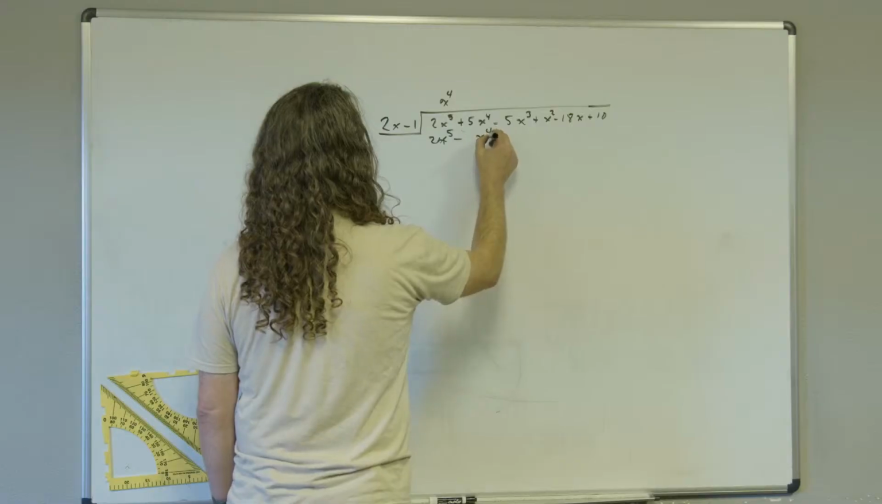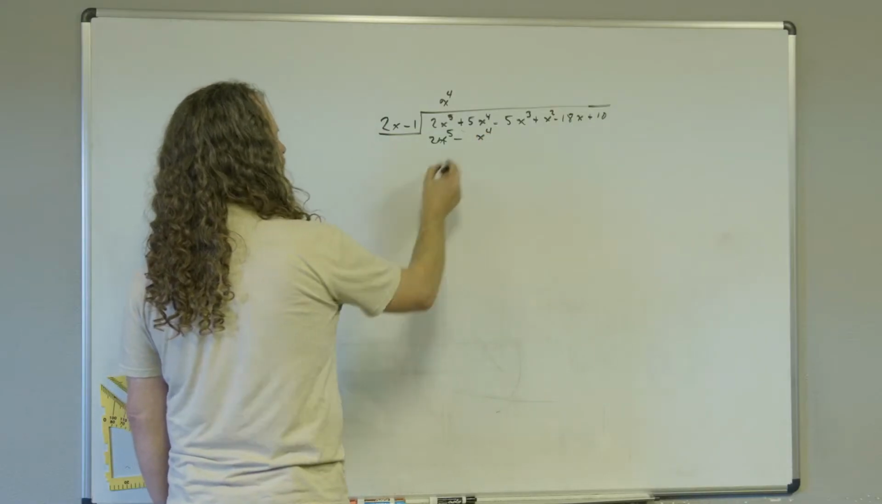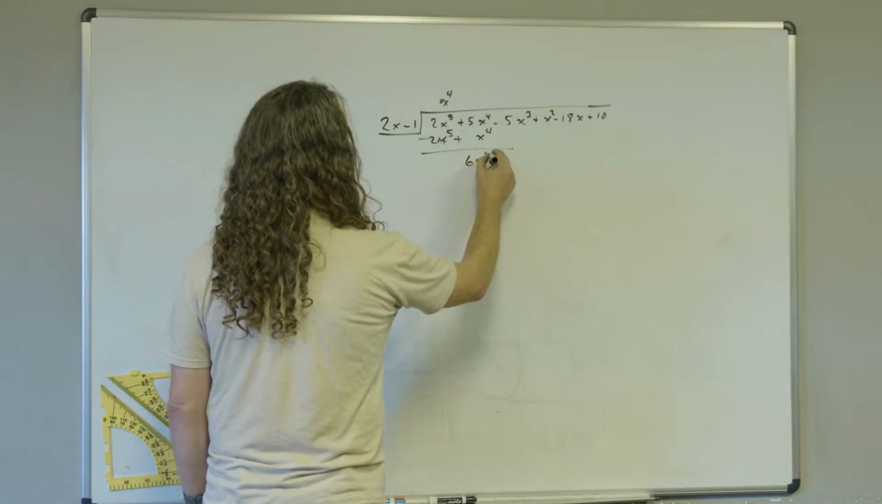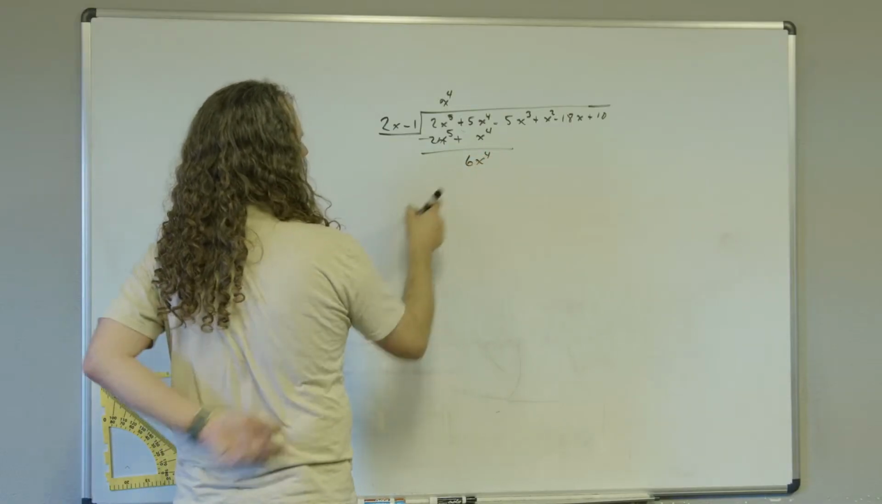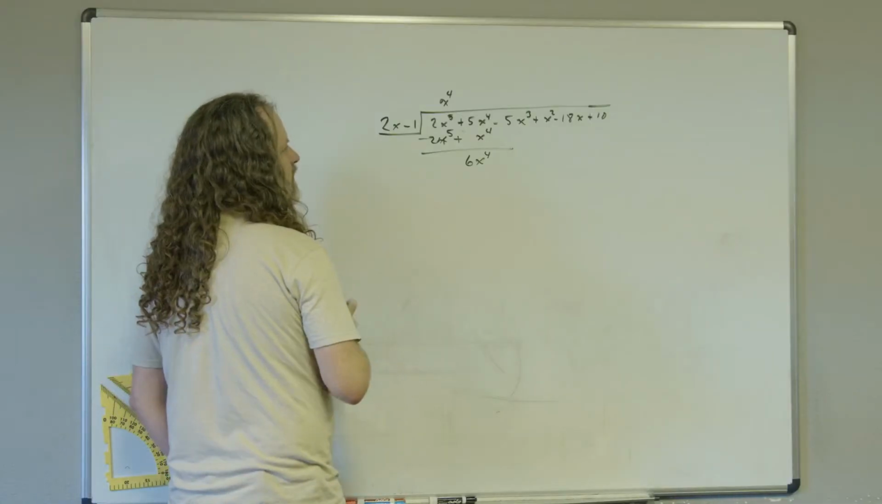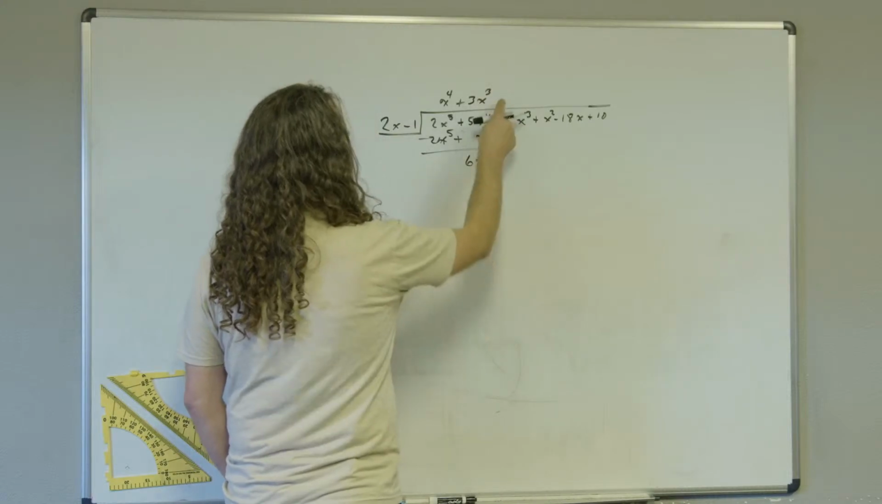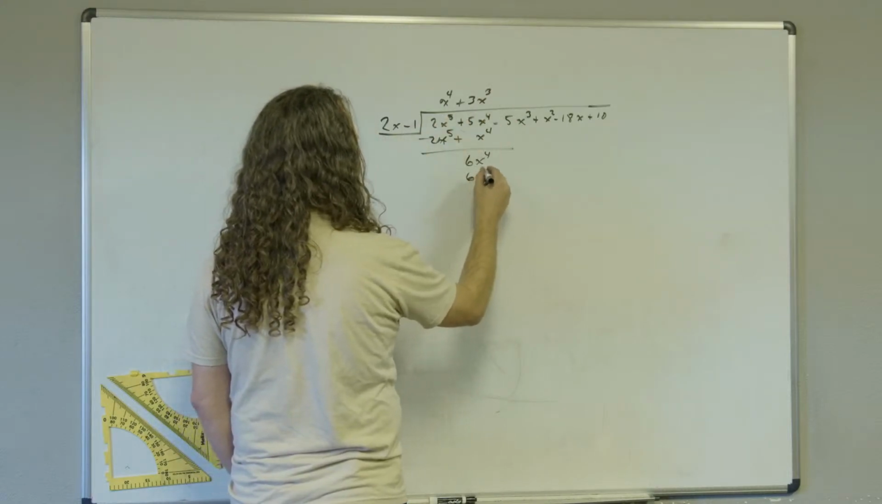Minus x to the 4th. And then we subtract, right? 0. And then it's 6x to the 4th. 2x goes into 6x to the 4th how many times? 3x cubed times. 3x cubed times 2x is 6x to the 4th.